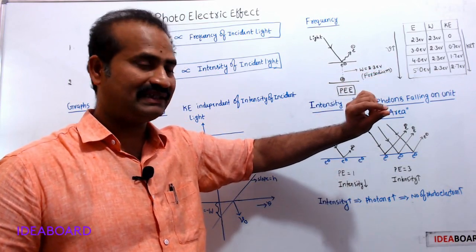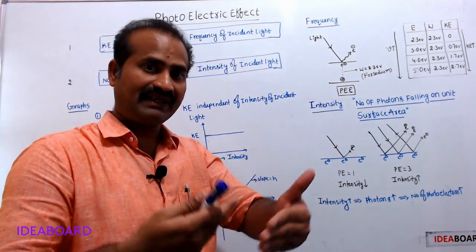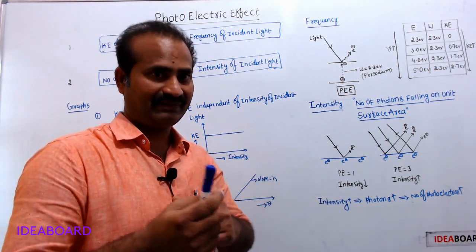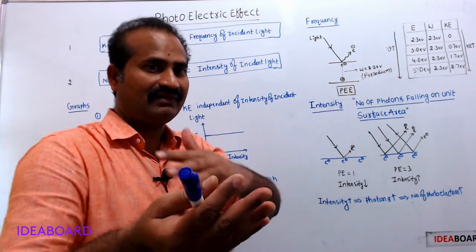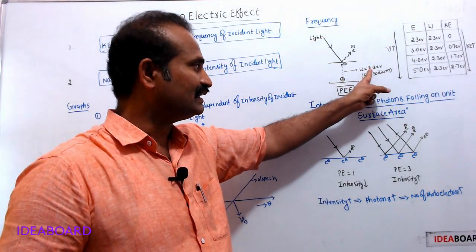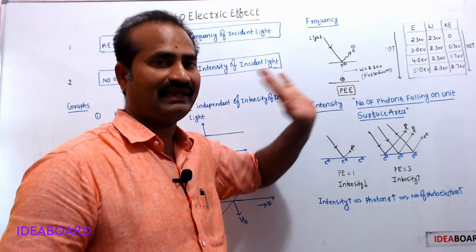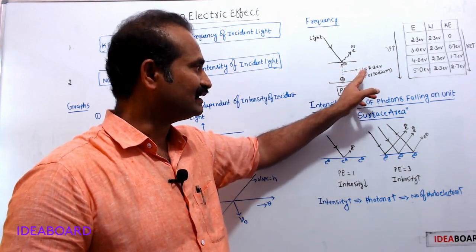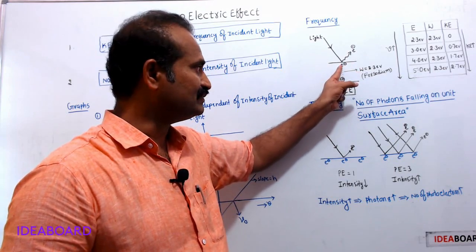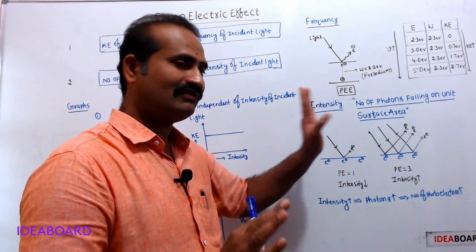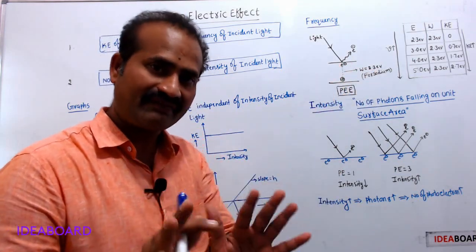Work function means it is the minimum energy required for exhibiting the photoelectric effect. In other words, work function is nothing but the energy required to break the attraction between the electron and the metal ion. That is the work function. Here, to break these attractions, 2.3 electron volts is required in the case of sodium metal.